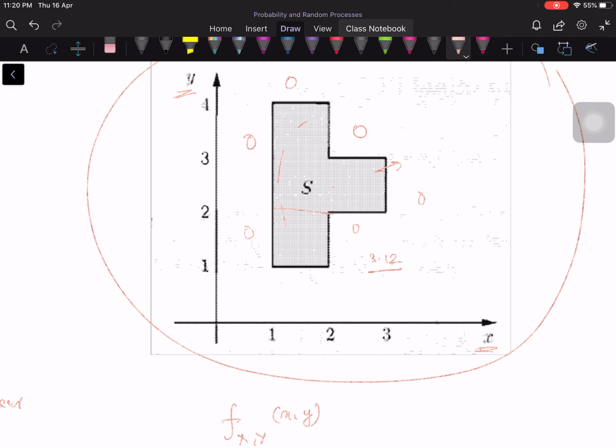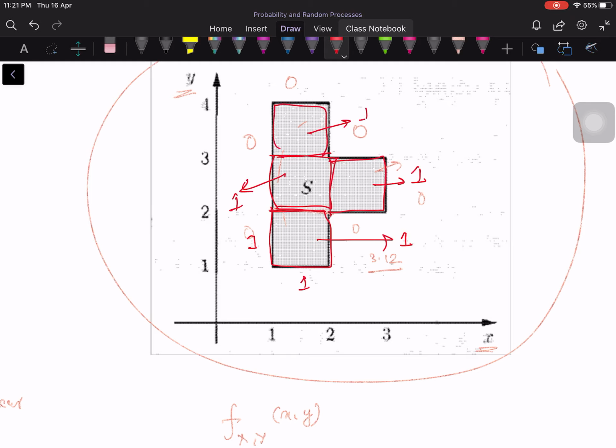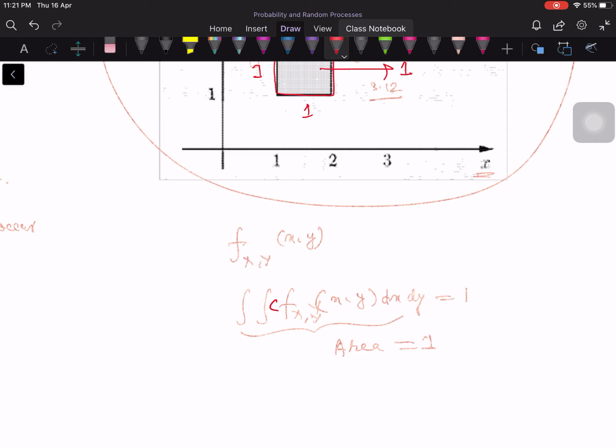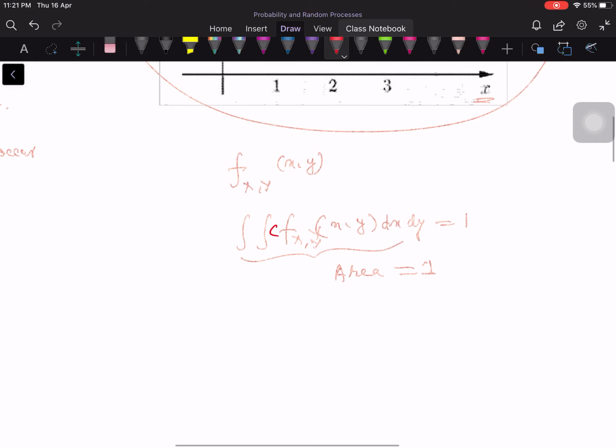Maybe I'll choose different colors. If you choose this area, the width is 1 and this width is 1, so the area is equal to 1. You take this one also, again a square, and its area is 1. This area is also 1, and this area is also 1. Therefore the total area is equal to 4. On the left hand side it is the constant times the integral of dx dy, and this should be equal to 1. Therefore 4c equals 1, so c equals 1 by 4.